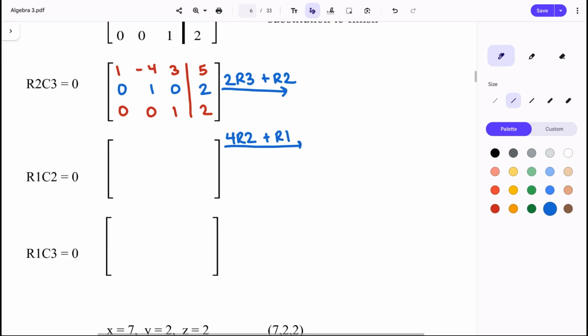If we do that, what's the row going to say? Oh, wait, the top one? So you're taking 4 times this row, and then you're adding it here. So 4 times 0 plus 1. 4 times 1 plus negative 4, 0. 4 times 0 plus 3, 3. And then 4 times 2 plus 5, 13. The other 2 rows stay as they were.